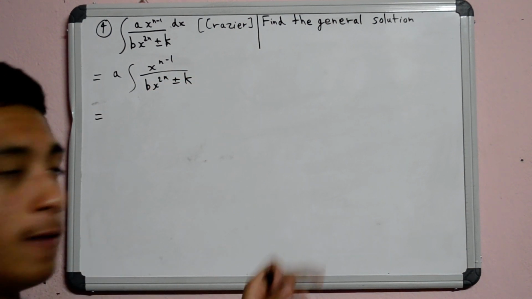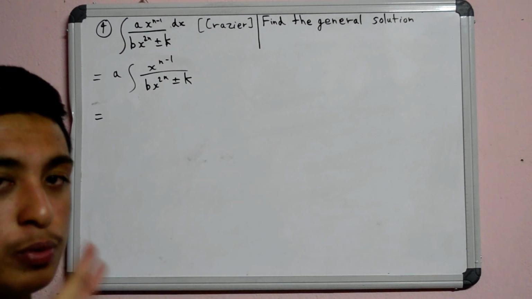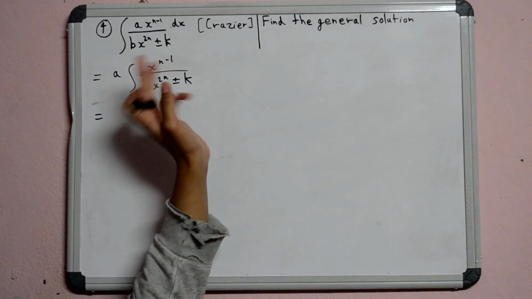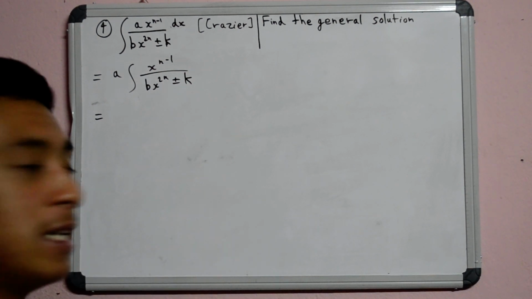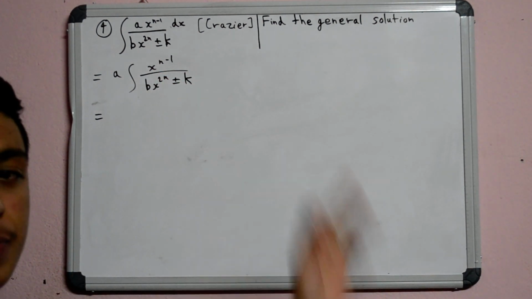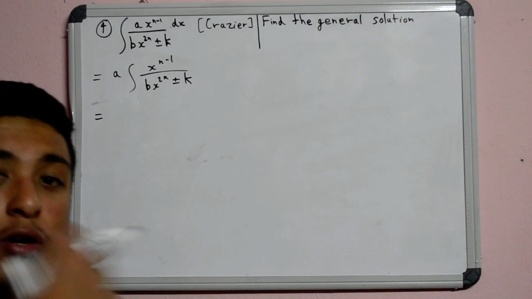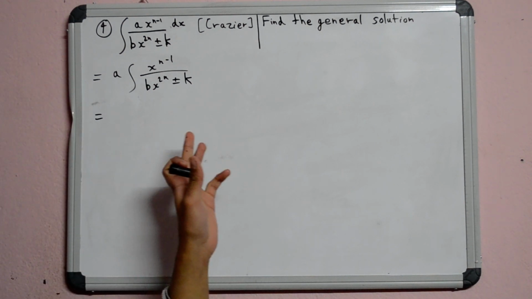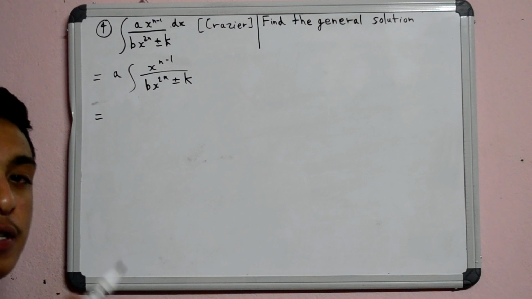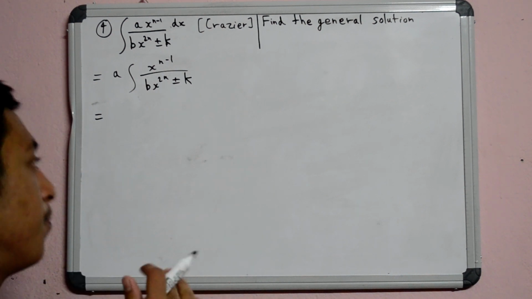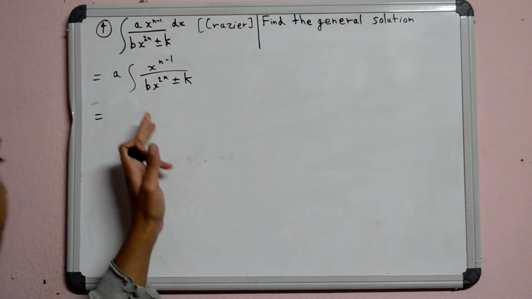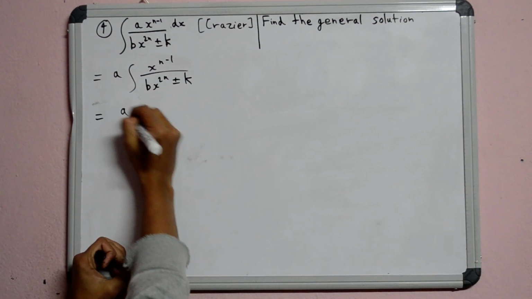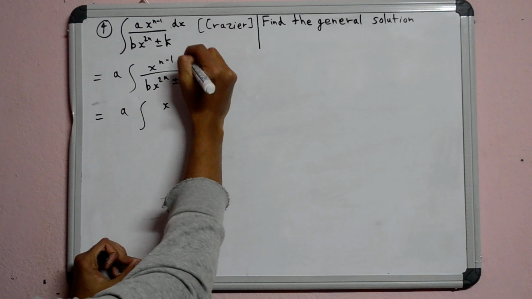Now, from this point, you can proceed in two ways. First is by taking b common, so that becomes x to the power 2n plus minus k by b, and here k by b will just be another constant, which if you want, you can let it be another constant, but you can proceed as you wish. But I'm going to do a bit crazier method. dx, of course.